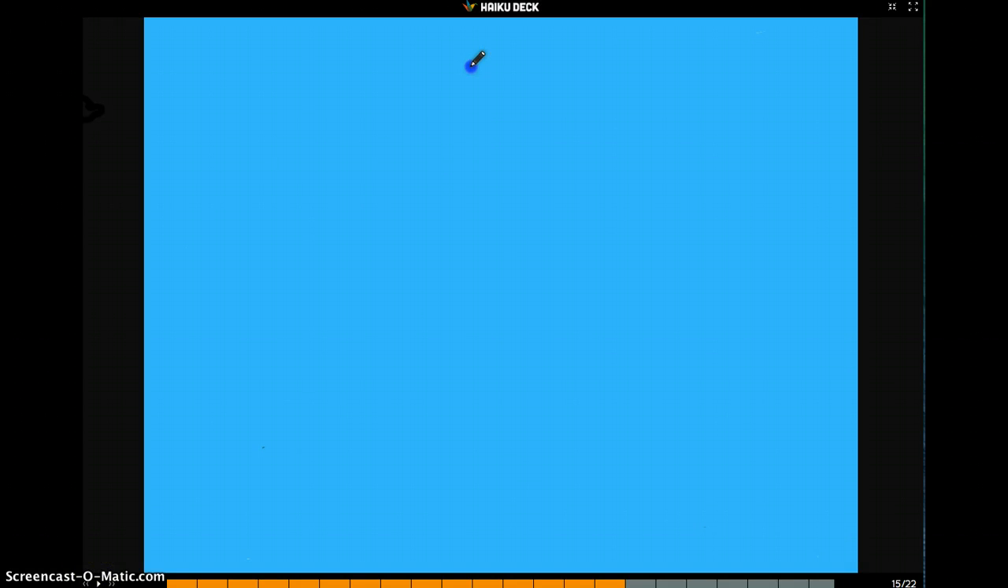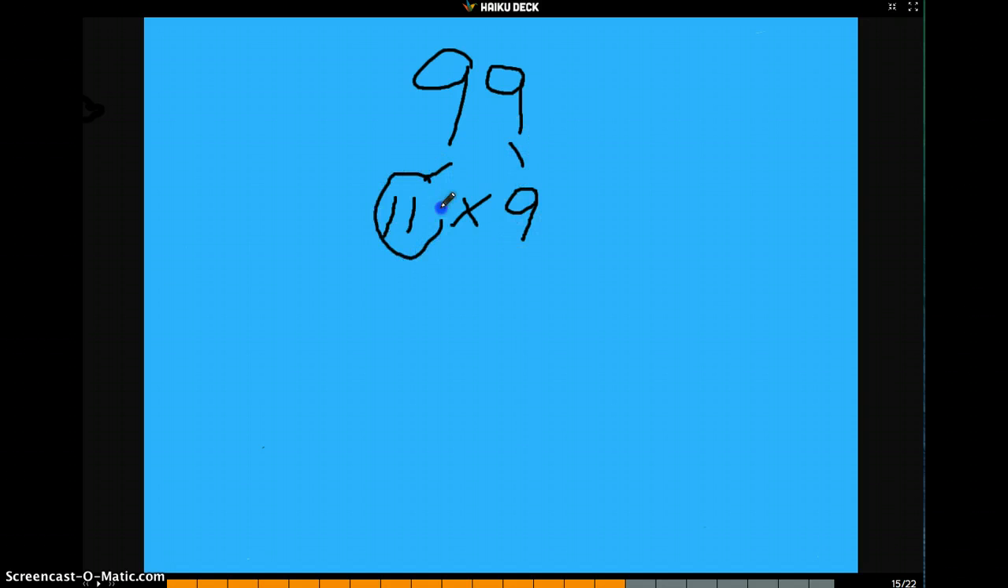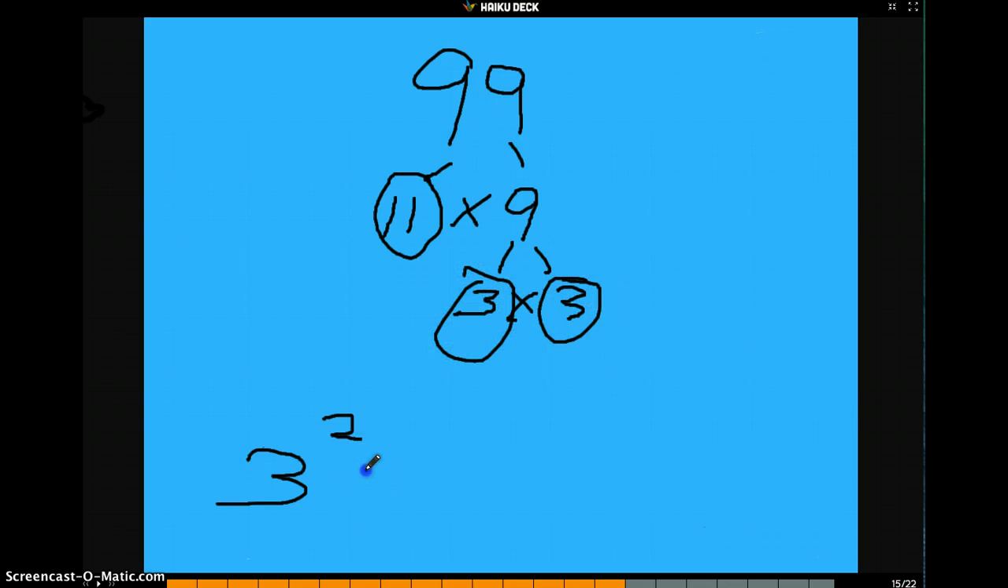Okay, now let's do 99. So 99. I know that 11 is a prime number, so I could do 11 times 9 to get 99. So there's a prime number. And then I can break 9 down into 3 times 3. So to write it in prime factorization, it's going to be 3 to the second power, because I have 2 3's here, times 11. We can check it. 3 to the second power is 3 times 3 is 9. 9 times 11 is 99.